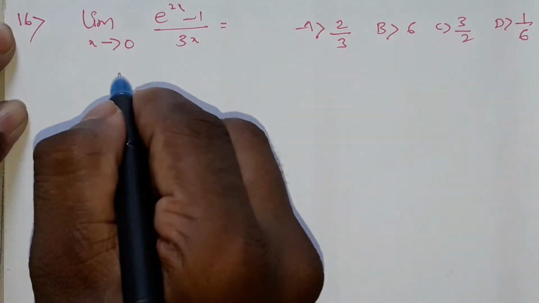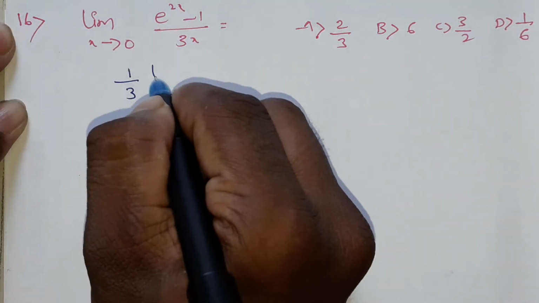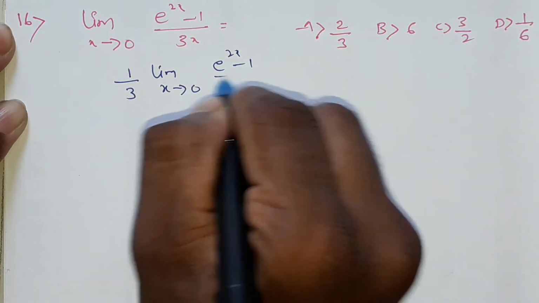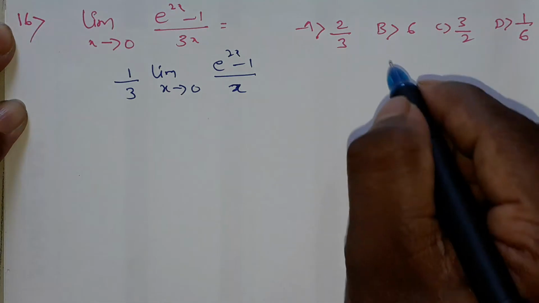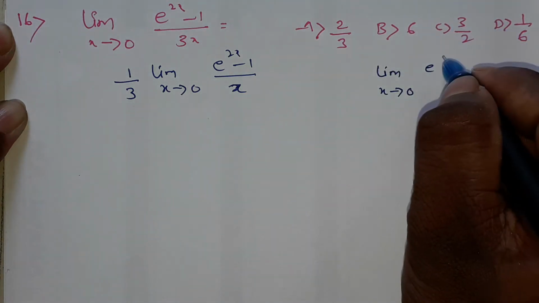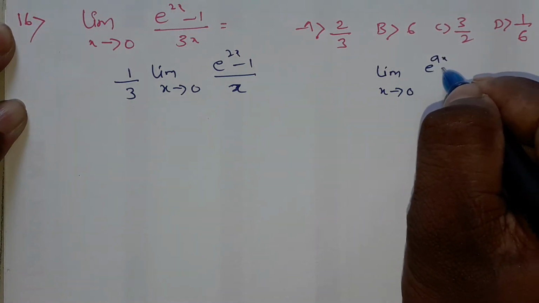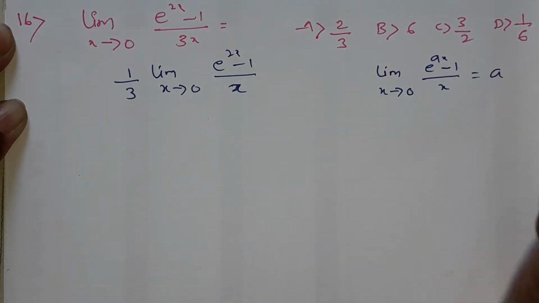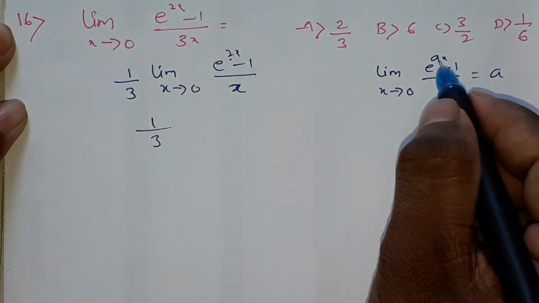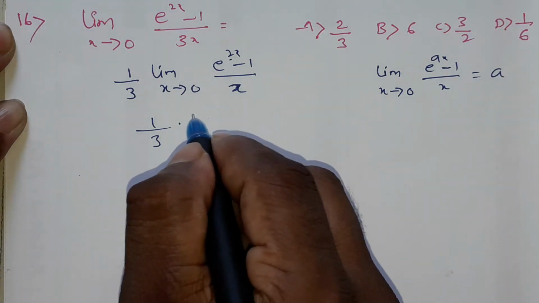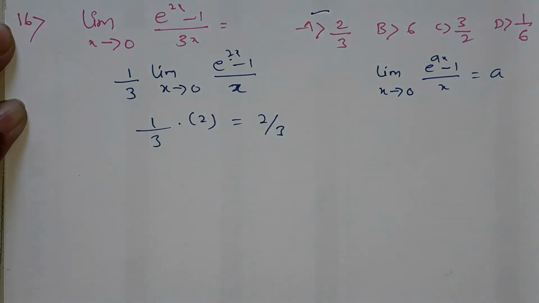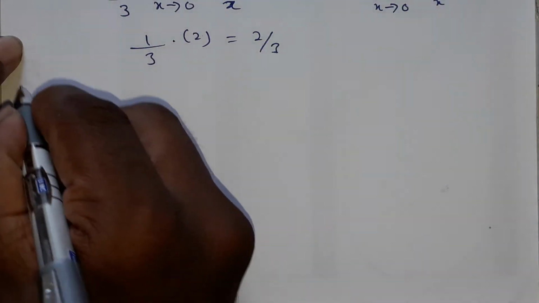Simply here 1 by 3 is the constant, that's why we write it outside. Limit x tends to 0 (e^(2x) − 1)/x. Your formula is limit x tends to 0 (e^(ax) − 1)/x is equal to a. Here the x coefficient is 2, so the answer is 2. Then 1 by 3 times 2, answer is 2 by 3. Option A.